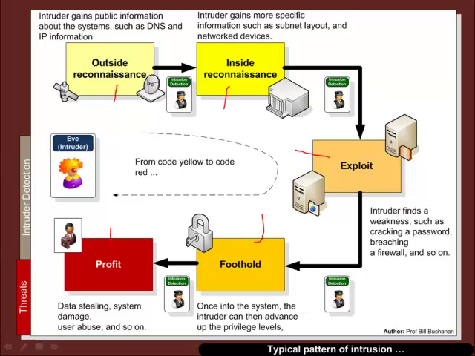So this might involve outside reconnaissance, looking up DNS records, IP information. Then there could be some inside reconnaissance, such as looking at the sub-network layout, where network devices are, and so on. Then to find an exploit, such as a weak password or breaching a firewall. From here, the intruder can gain a foothold onto the system and possibly advance up the levels of privilege, and then finally onto the profit stage.